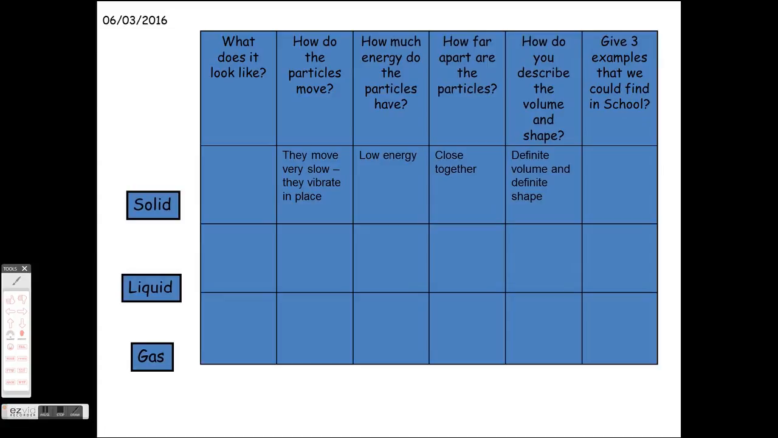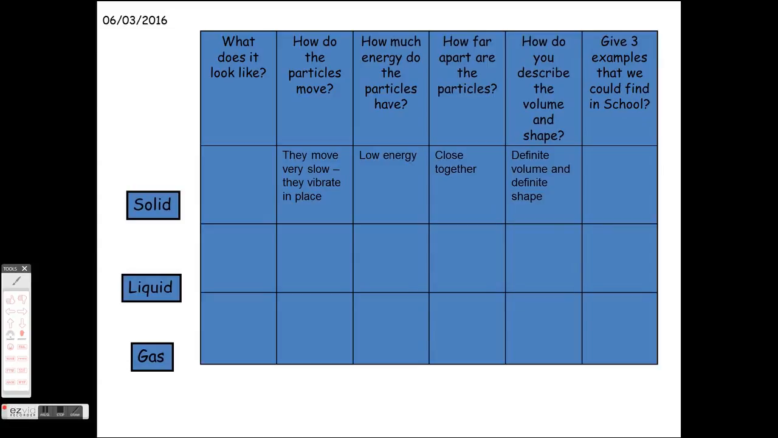So we have a nice table here that we're going to fill out, and I'm going to do some drawings in here as we go along. So let's start with solid. We're going to do the what does it look like at the end. I'll draw in some pictures for you guys. How do the particles in a solid move? Well, they're very slow, and they vibrate in place. So they're always just little tiny shakes. They're very low energy, and the particles are very close together.